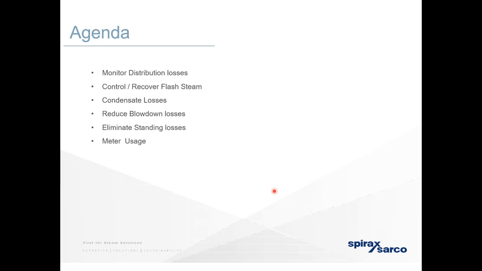So the course will cover the following subjects. We'll cover monitoring distribution losses, control recovery of flash steam, condensate losses, reduce blowdown losses, eliminate standing losses, and meter usage. The course is designed to be basic knowledge, but we do offer in-depth training on request.